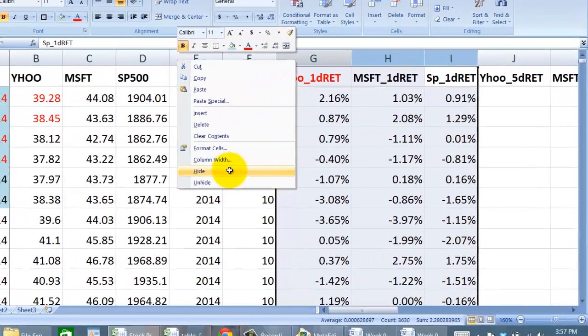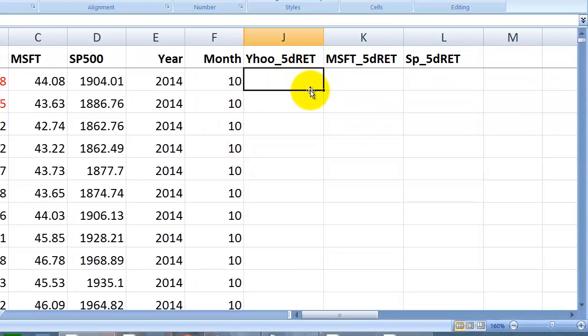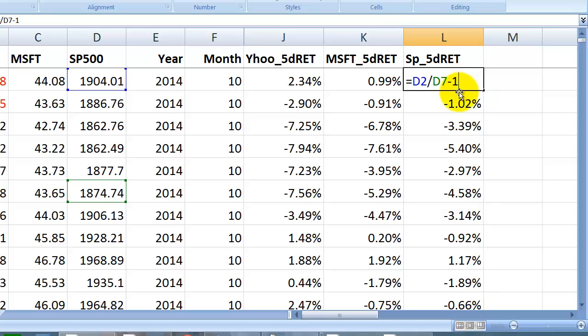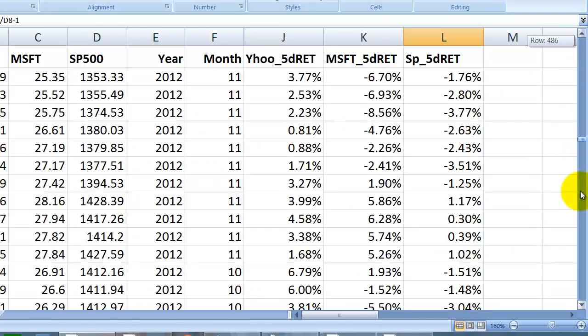Let me hide that one. Okay. So for Yahoo 5-day, the ending value is 39.28 divided by the starting value of 38.38 minus 1. Hold and drag one way, double click the other way. So you see that here the S&P 500, I double click to check if the data is correct. I see it is on the cell S&P and the date is correct. So everything seems to be good.